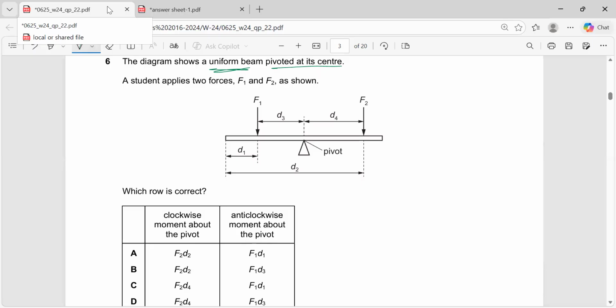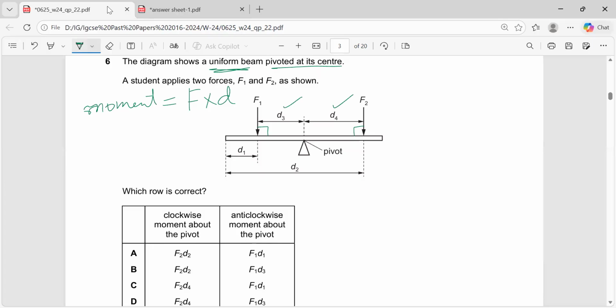Then which row is correct? Clockwise movement about the pivot and anti-clockwise movement. First of all, this formula should be very clear to us. Moment is equal to force times the perpendicular distance from the pivot to the force. So for this force F2, the perpendicular distance is D4, and for this force F1, the perpendicular distance is D3.